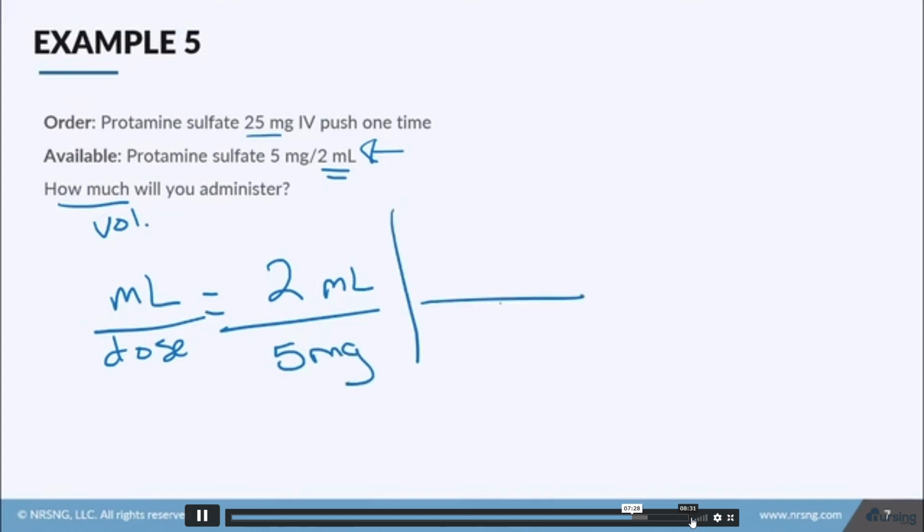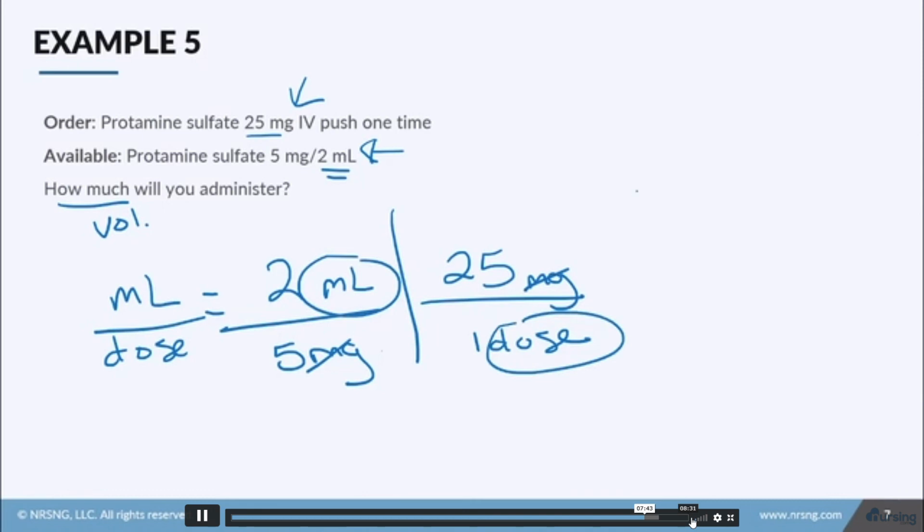Okay, transfer our units up. What else do we know about milligrams? Well, in this case, we know that we want to give 25 milligrams in 1 dose. Cancel milligrams. Are we left with what we want? Yes, we are. So multiply across the top, divide across the bottom. 2 times 25 divided by 5 divided by 1 is going to get you 10 milliliters per dose.